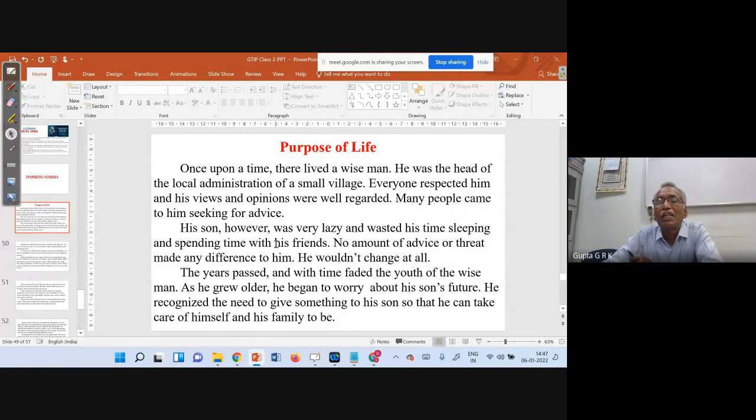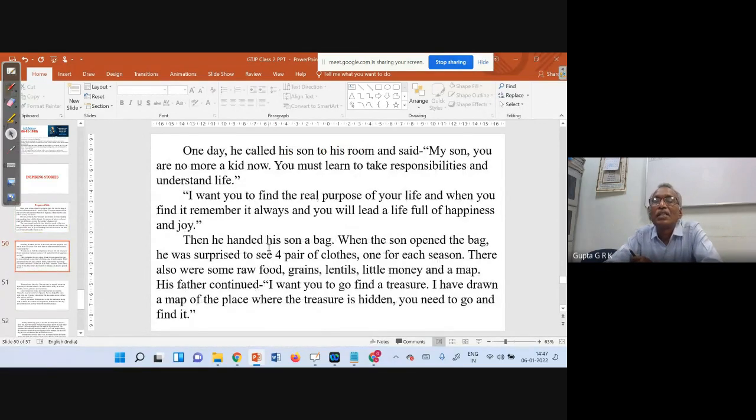And the years passed, and with time faded the youth of the wise man. As he grew older, he began to worry about his son's future. He recognized the need to give something to his son so that he can take care of himself and his family to be. And one day he called his son to his room and said, "My son, you are no more a kid now. You must learn to take responsibilities and understand life. I want you to find the real purpose of your life. And when you find it, remember it always, and you will lead a life full of happiness and joy." Then he handed his son a bag. When the son opened the bag, he was surprised to see 4 pairs of clothes, one for each season.